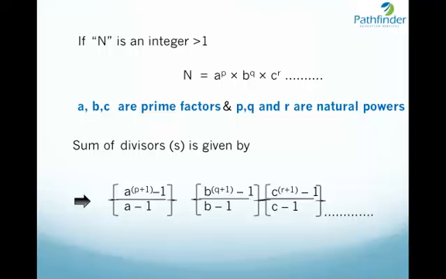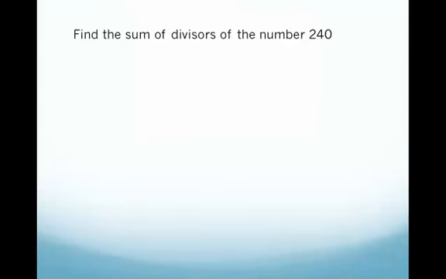Let us apply this formula to calculate the sum of divisors of a number. Find the sum of divisors of the number 240. So the first step, we prime factorize. 240 can be prime factorized as 2 to the power 4 into 3 into 5.